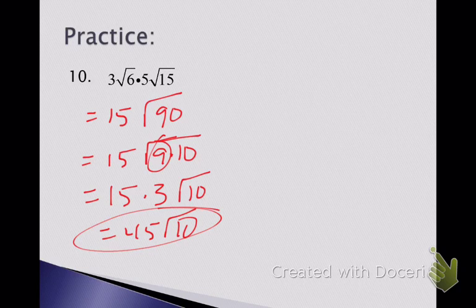Okay. There is no perfect square factor for 6 or 15. So we just multiply the outside stuff, 3 times 5, and then multiply the inside stuff, 6 times 15 to get 90. Then 90 there is a perfect square factor for, which is 9, so 9 times 10. But the square root of 9 is 3, so we're going to pull the 3 outside the radical. So 15 times 3 is 45, and then 10 stays inside the radical.